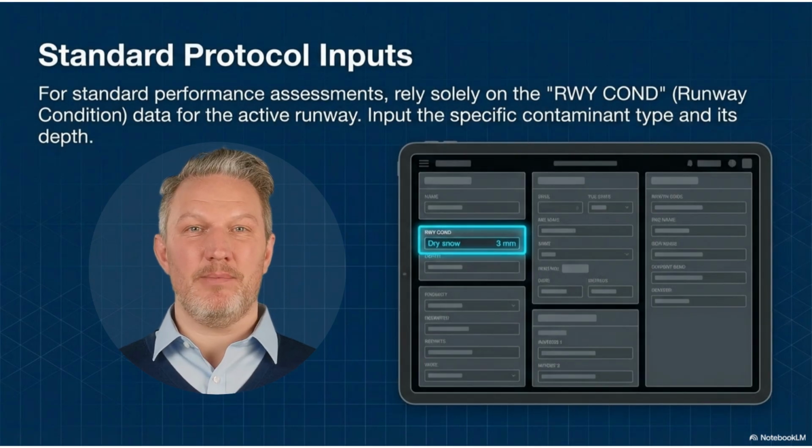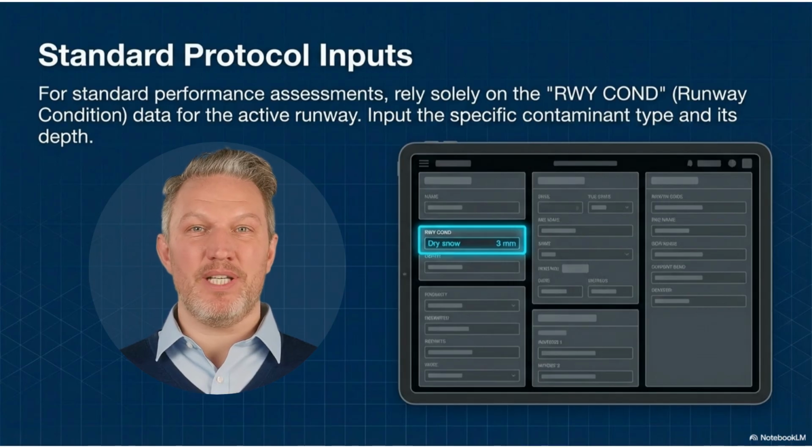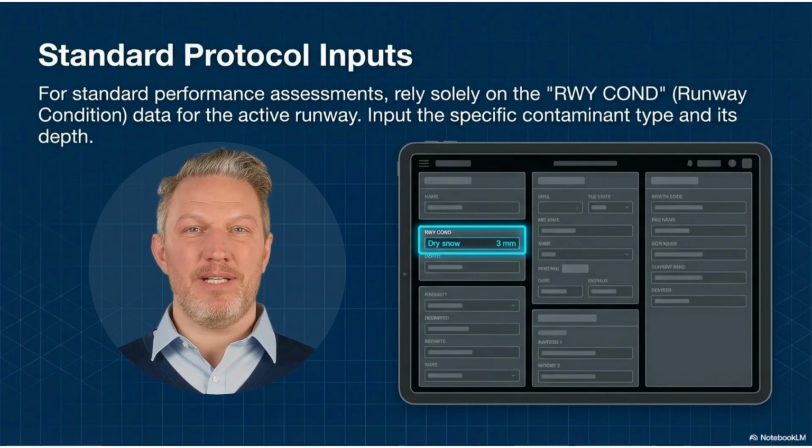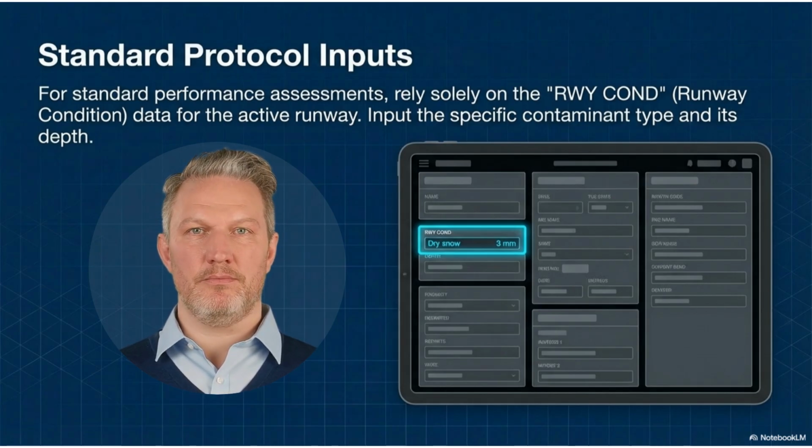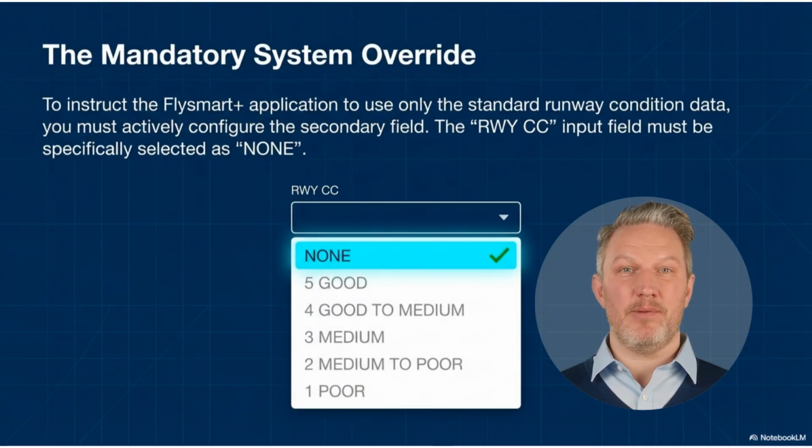When assessing standard performance, you rely solely on the runway condition data for the active runway. Simply input the specific contaminant type and its reported depth directly into the primary field, and let the system handle the baseline physics. This is a critical step for Path A.